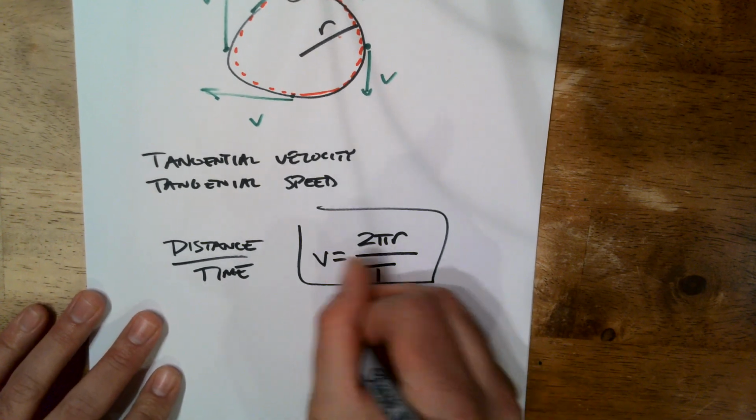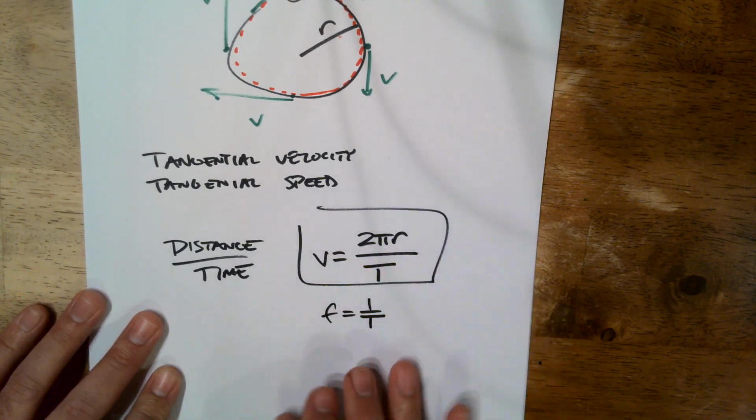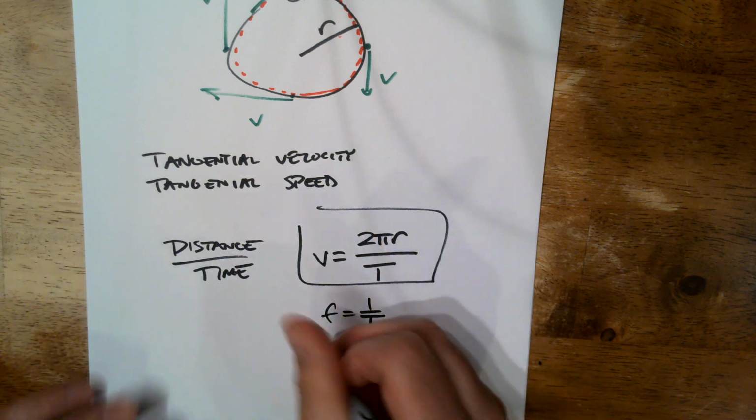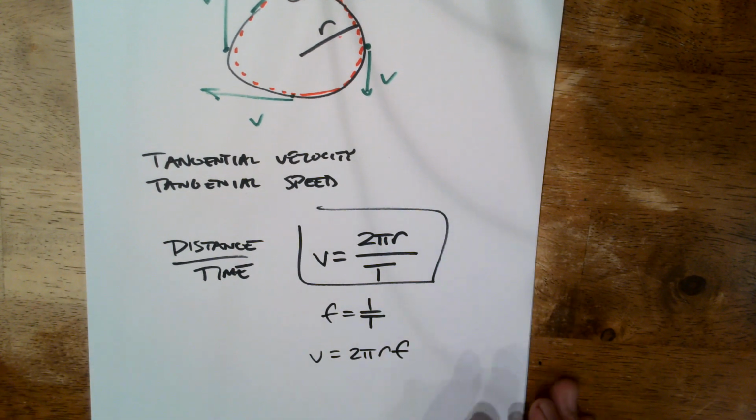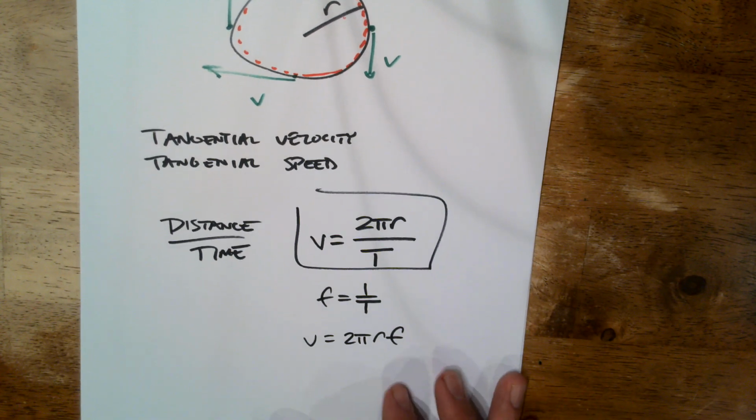Now one more thing, because frequency is 1 over T, we could actually rewrite this in terms of frequency if we want to. We can also write it as 2 pi r f. It's up to you. They're the equivalent formula. Both are, I would say, equally acceptable.